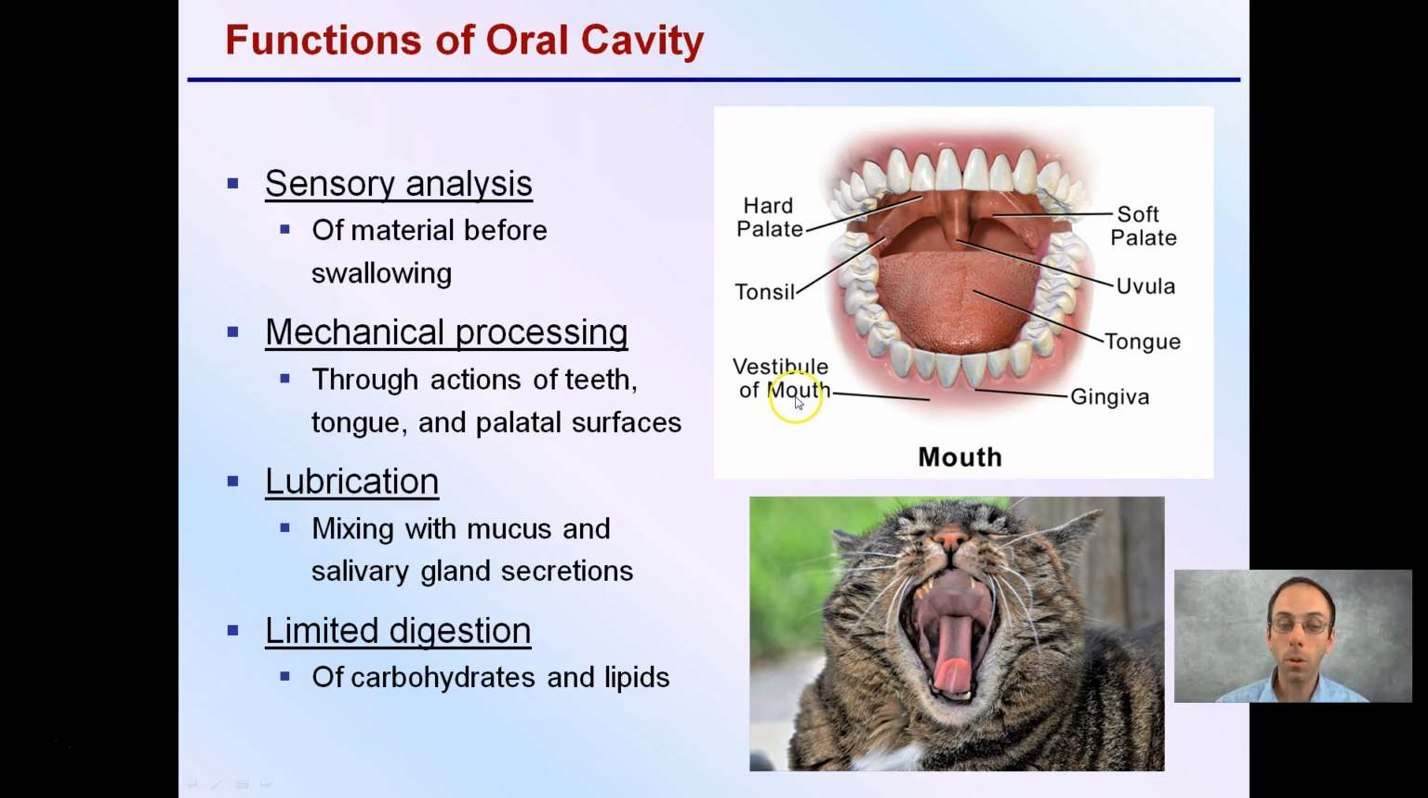Lubrication is occurring with mucus and salivary gland secretions. And there's some digestion. It's limited, but mainly carbohydrates and some lipids. Salivary amylase is one of the key enzymes that's produced, and that is starting the breakdown of carbohydrates. If you ever had a cracker and just kept it in your mouth, eventually it will break down, turn into mush, and ultimately liquid. If you did the same thing with a piece of gum or something high in fats, that same process will not happen because you only have enzymes specific to carbohydrates and some minimal on lipids.